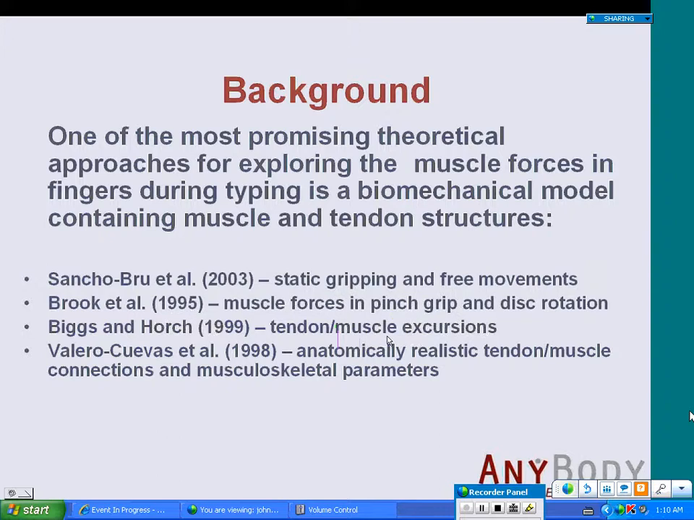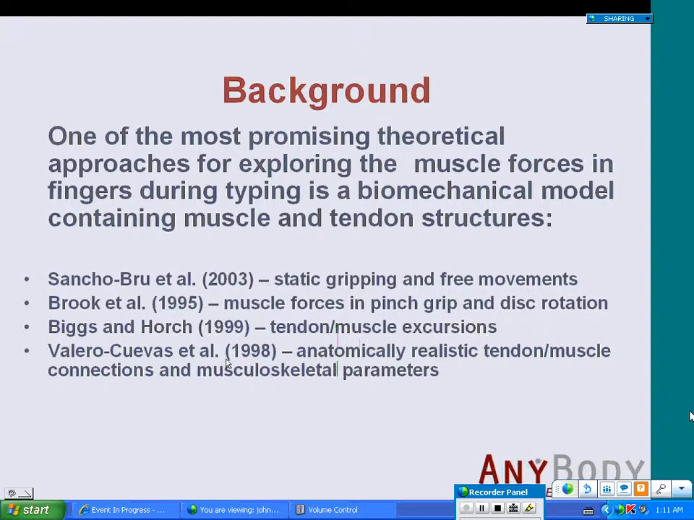But all these models are based on mathematical model simulations. They are not graphically based, so it is difficult to use these models to solve practical problems. Recently, Valero-Cuevas and colleagues have developed a graphically based model. The model from their research group is very approximate. They are graphically based. They consider realistic tendon muscle connections and musculoskeletal parameters. However, their model is not based on commercial software.